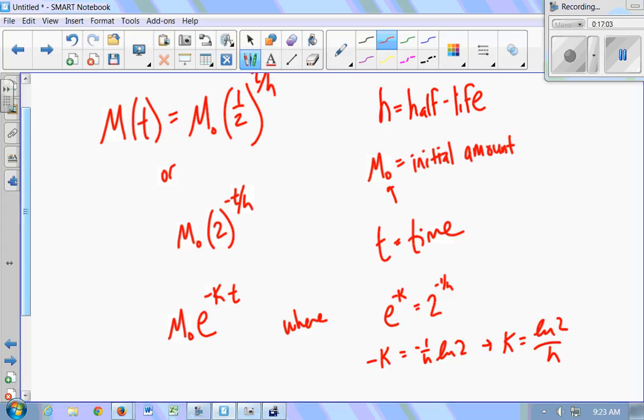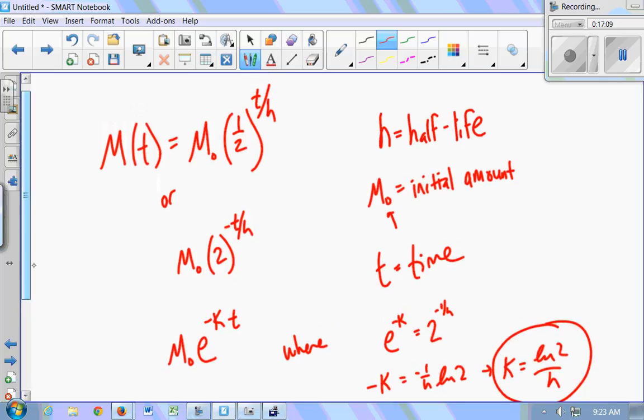But you can use whatever formula you're comfortable with. If they give me half-life, I tend to use this formula, right? Why bother doing a conversion if they gave you h? If they gave you k, use this formula.